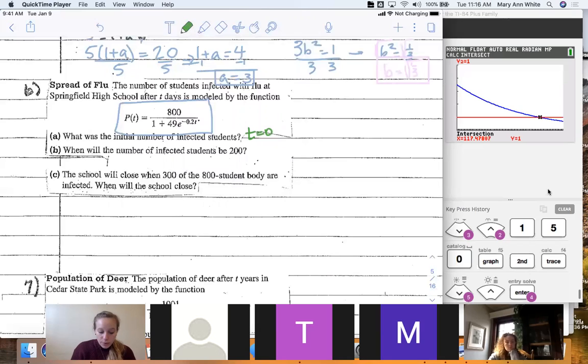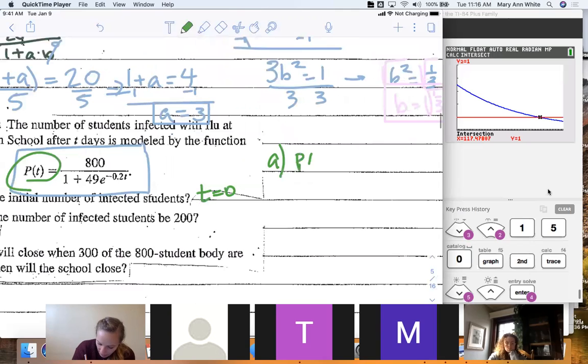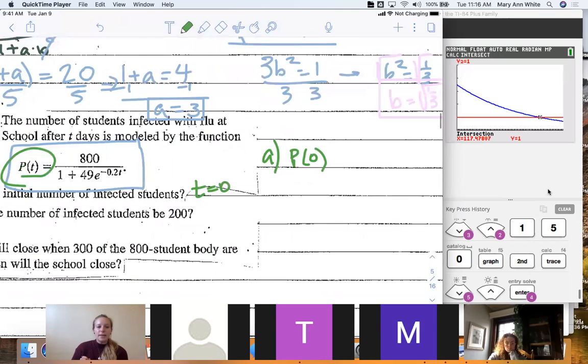We're going to plug 0 in for t, and that's going to tell me what my population at 0 days is. So how many kids came to school, or how many kids had the flu day 0 before we even started counting. So I'm going to come over here. I like to write P of 0 because I think that's the best mathematical expression. It's a function, the population in terms of time. P of 0 would be population at 0 days. If you want to just write y or not write it at all, that's also okay.